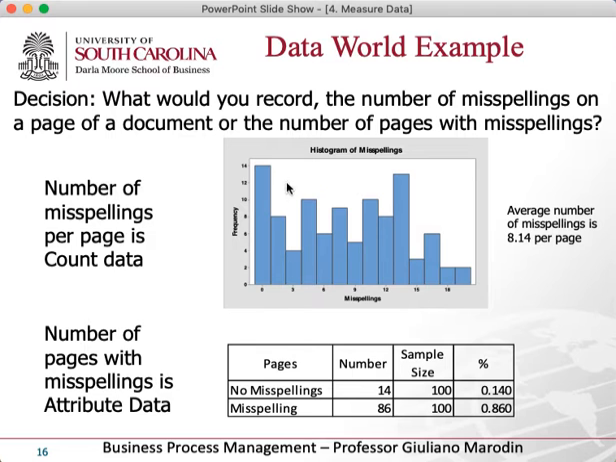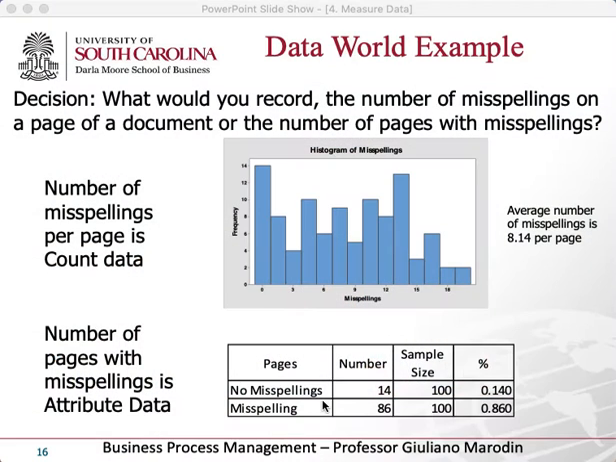So you can actually classify a little bit more because what I have is the actual number. It's a number of counts of how many times it happened, right? So you can do a little bit more, but at the end of the day, it will still be attribute data. And this one, we're looking at how many pages we have, how many had misspellings. 86% of them had misspellings. 14% didn't have any misspellings. So classical attribute data.